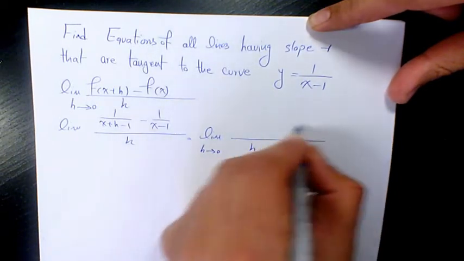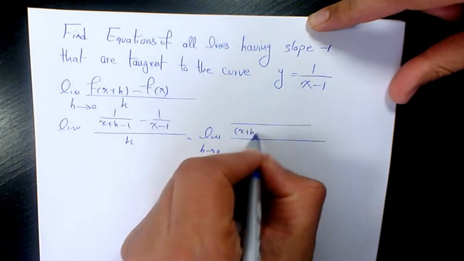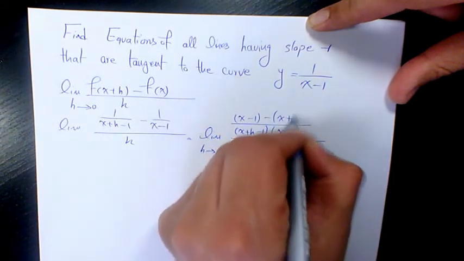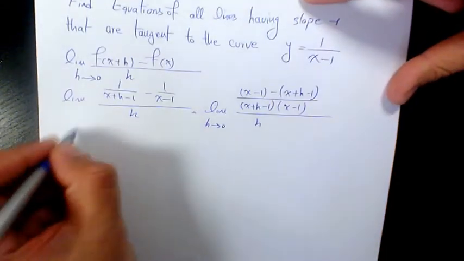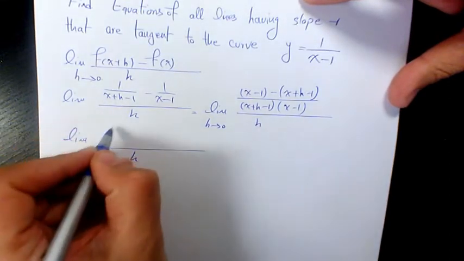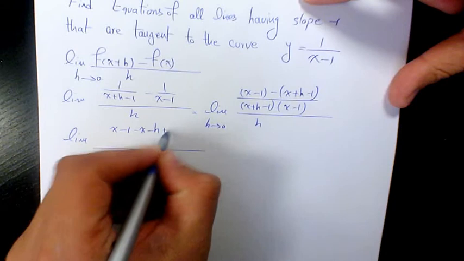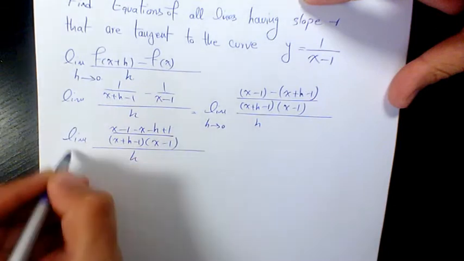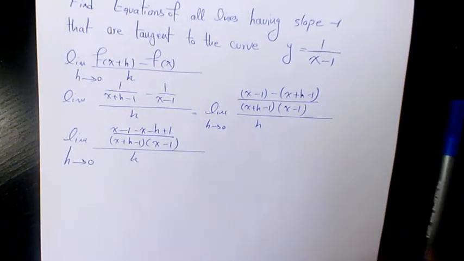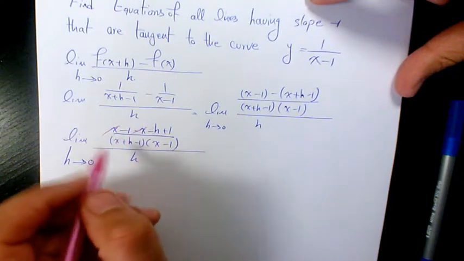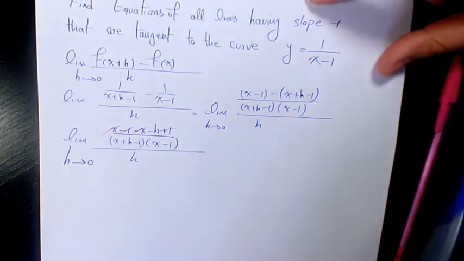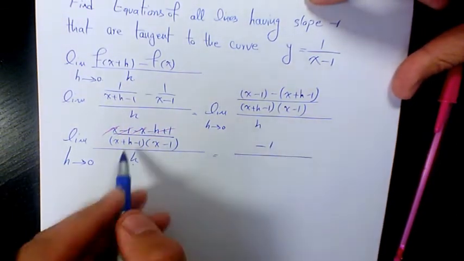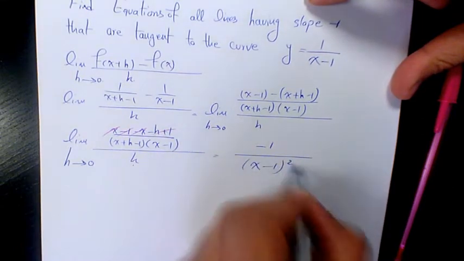That's going to be a common denominator, x plus h minus 1 times x minus 1, so it is x minus 1 minus x plus h minus 1. So that's going to be x minus 1 minus x minus h plus 1 divided by x plus h minus 1 times x minus 1, when h approaches 0. Then we simplify: x and negative x cancel out, -1 and 1 cancel out, and we have negative h, and with this h cancels out it is going to be -1 over x minus 1 to the power of 2.